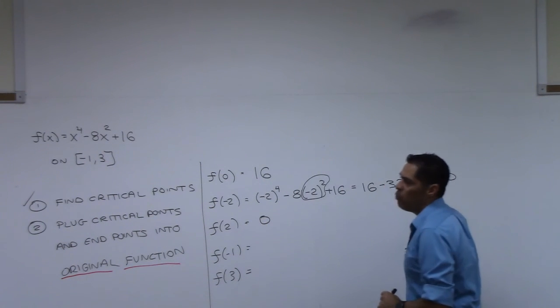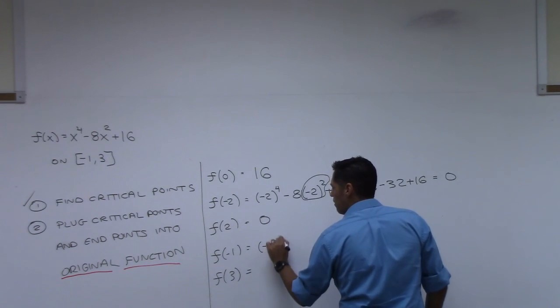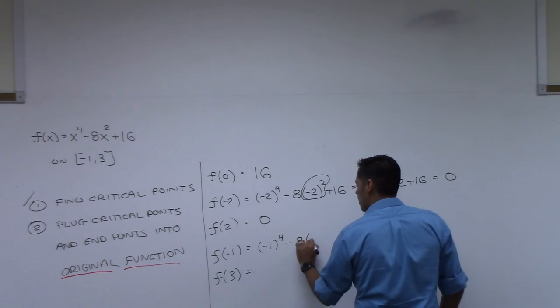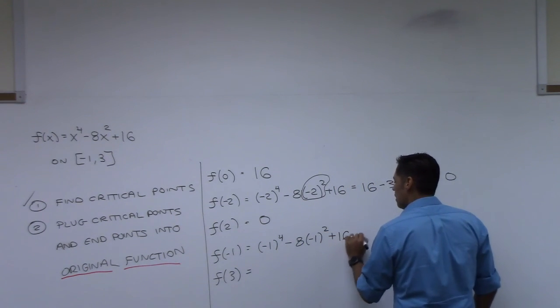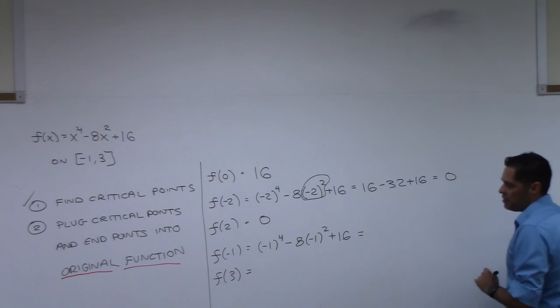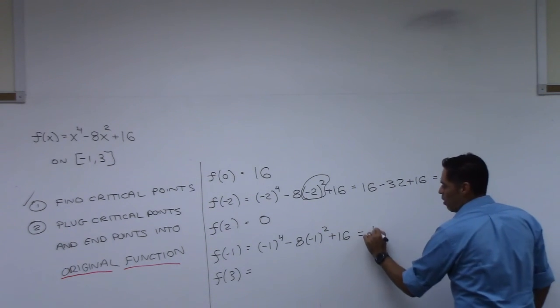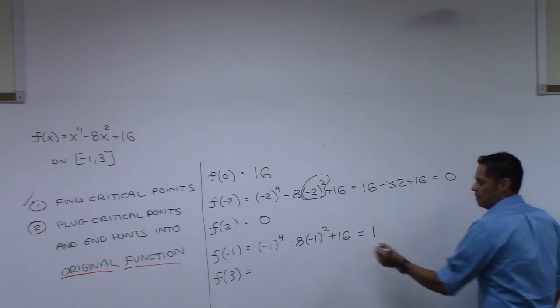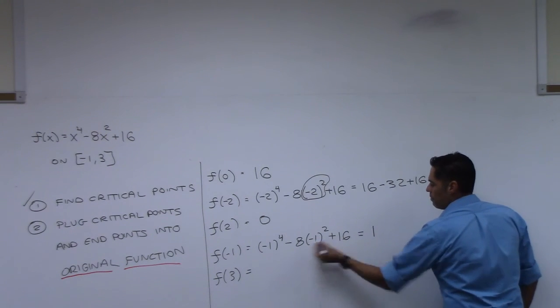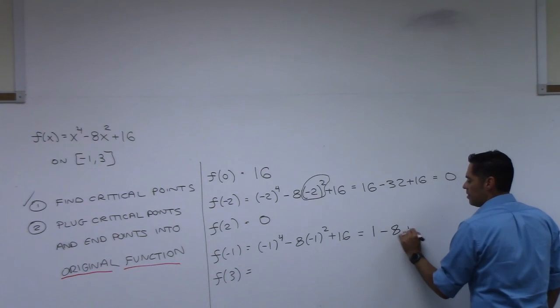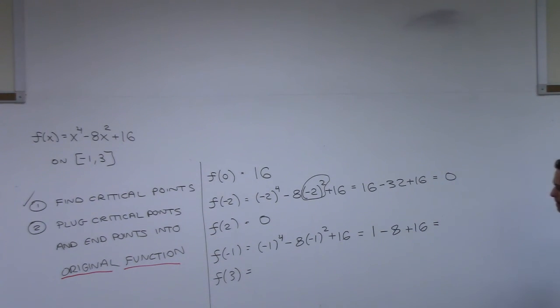How about f of -1? -1 to the 4th power minus 8 times -1 squared plus 16. What's -1 times -1 times -1 times -1? It's just 1. -1 squared is 1, so minus 8 plus 16. What is that? 9? One minus 8 is -7, then plus 16 is 9.